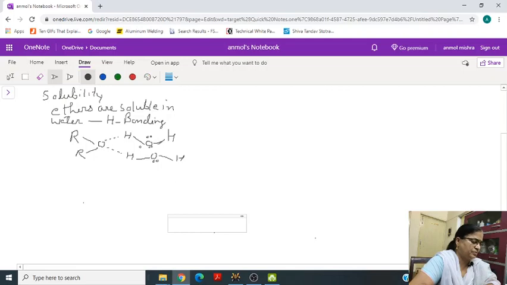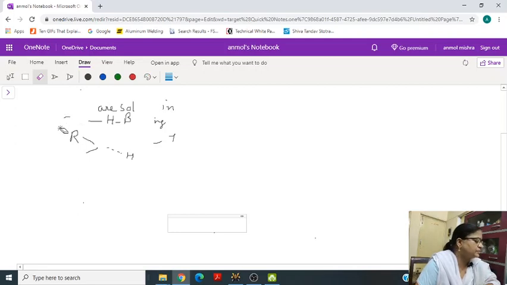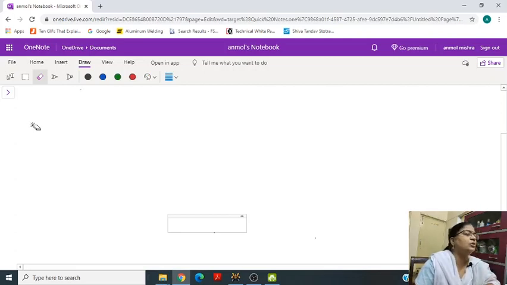Next comes the chemical reaction. Now chemical reaction, so first we will study the reaction due to the cleavage of the C-O bond. When ether reacts with hydrogen halide, it forms one molecule of alcohol and one molecule of alkyl halide.